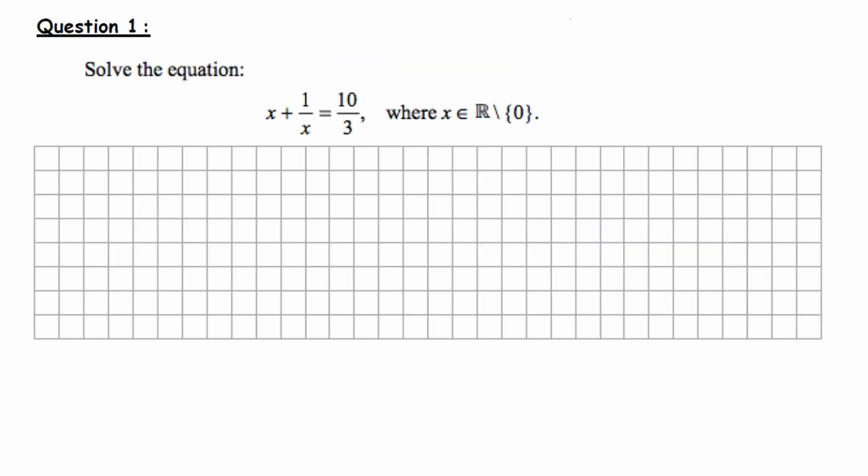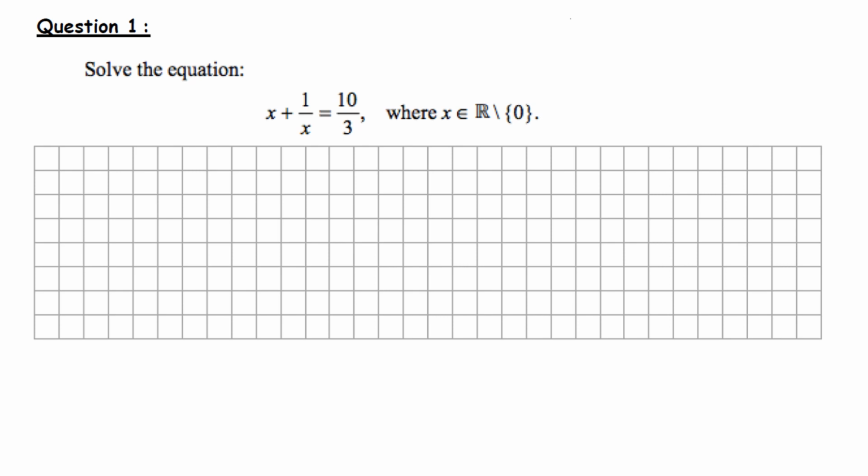Question 1, solve the equation x plus 1 over x is equal to 10 over 3, where x is an element of the real numbers but is excluded from 0. The reason we see that exclusion of 0 is because we have 1 over x. If that was 1 over 0, that would not exist. We can't divide by 0. So all that's telling us is that it can't be 0, and we should know that already.